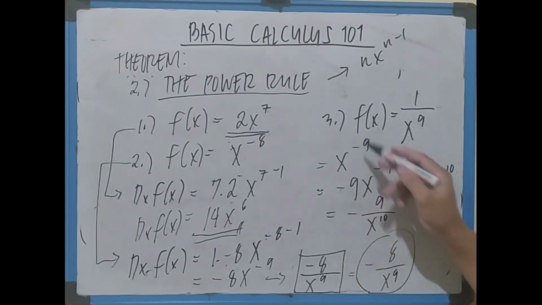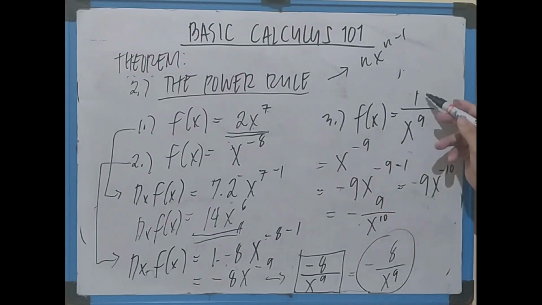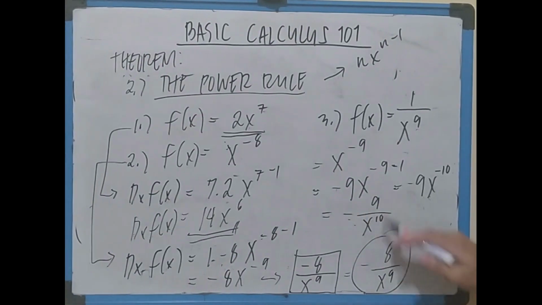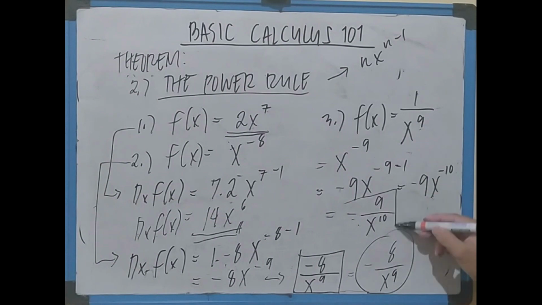So, the derivative of f of x equal to 1 over x raised to 9 is equal to negative 9 over x raised to 10. So, this will be your final answer.